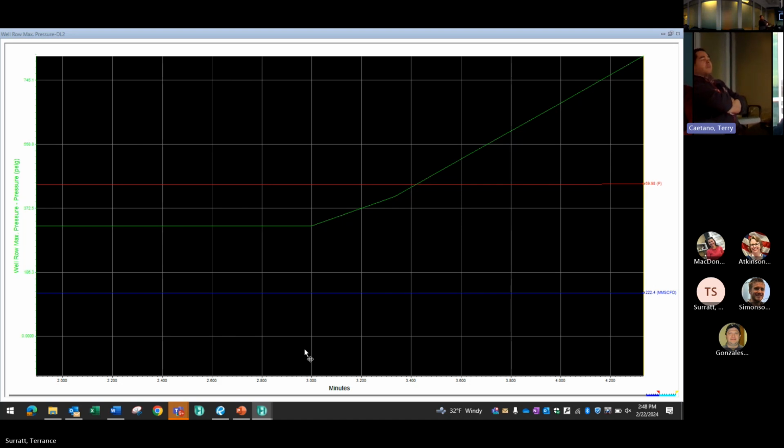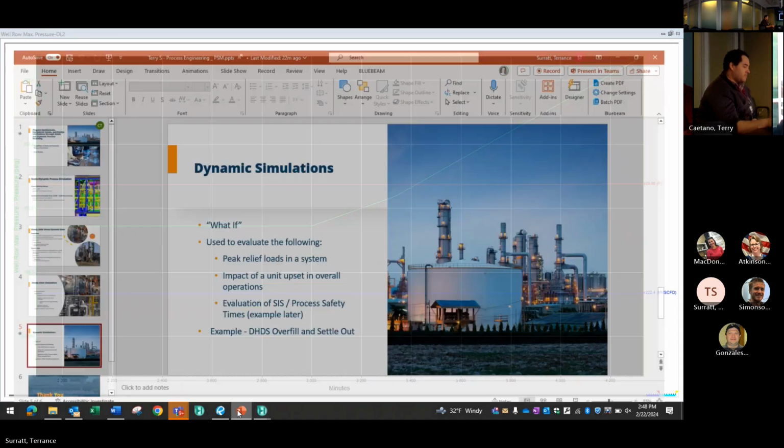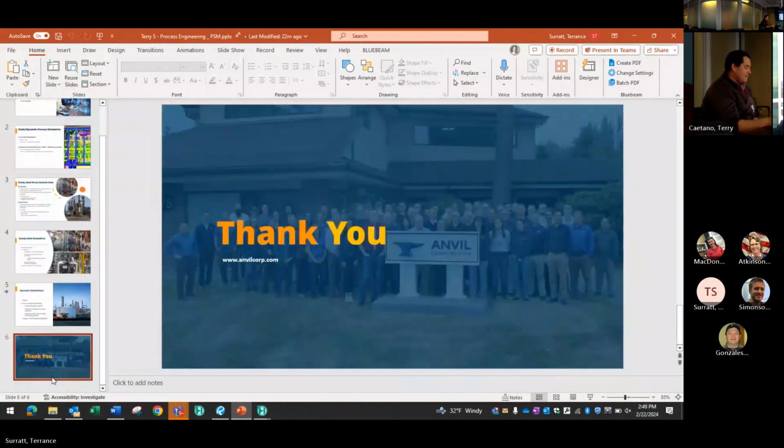So that's part of the specification that I pass over to the instrumentation team when they're speccing the valve. That's really all I have today. Do you have any questions?